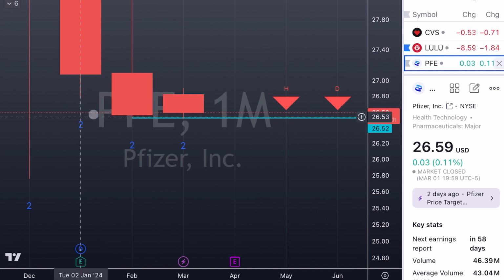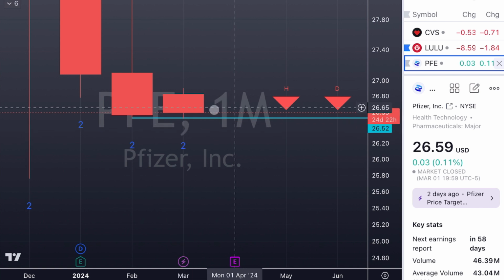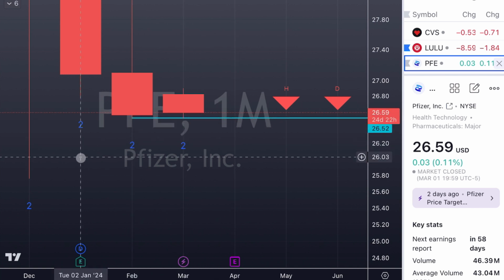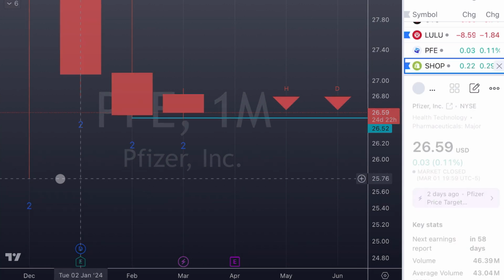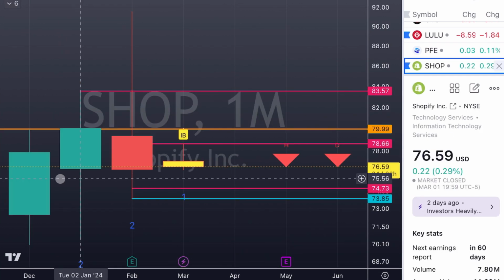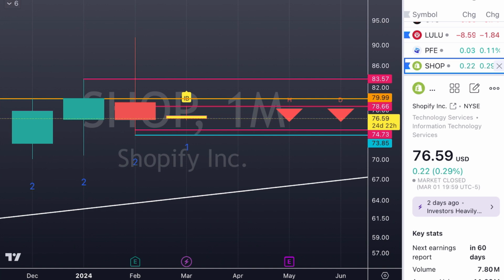We're going to look for Pfizer to trend down in the month of March. We're going to look for it to trigger at 26.52 and hit targets at around 25.76. Let's look at Shopify, because Shopify has close to a shooter candle as well.